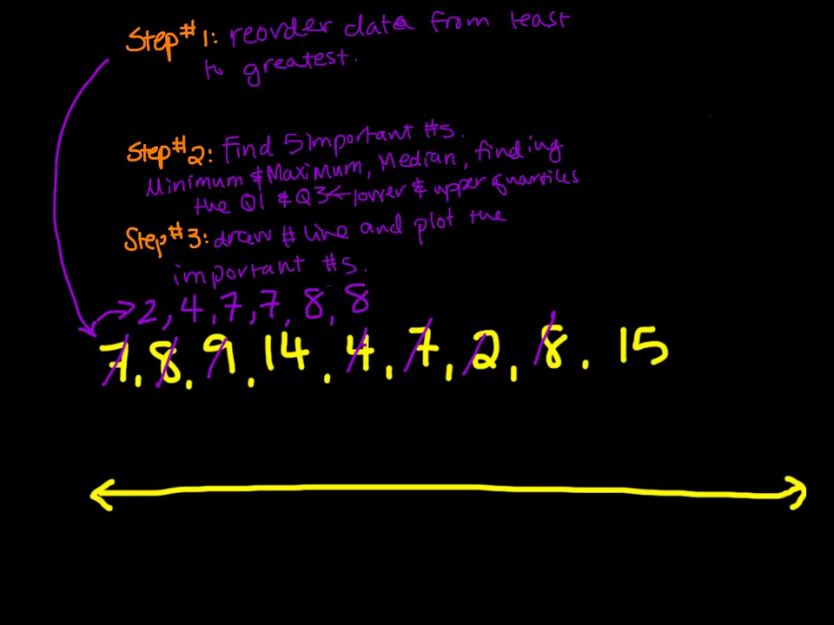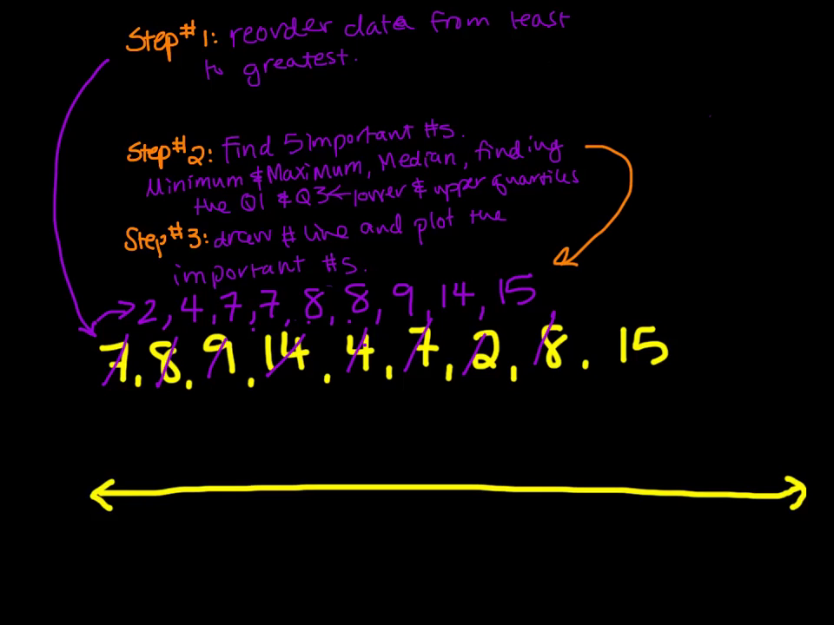Then after that it looks like we have a 9, a 14, and a 15. So I say we have 2 modes because we have 2 7s and 2 8s, and a mode is the most frequently occurring numbers. So now what we need to do is step number 2.